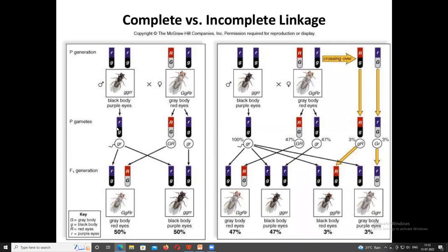So these two are similar. We are taking one gamete, small r, small g. Here we'll get two gametes, one is this and the other one is this. And we are saying this is complete linkage. So no crossing over.